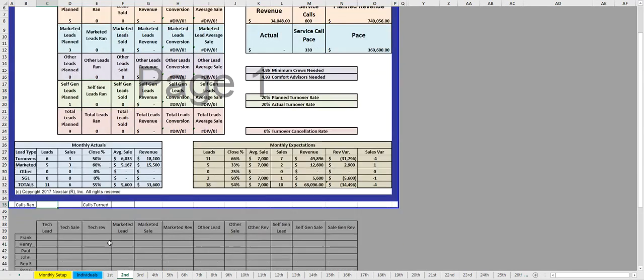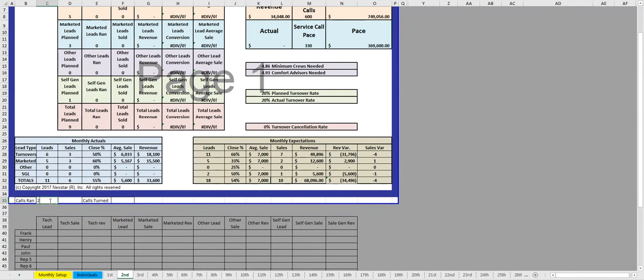Let's scroll down. Let's say day 2, we ran 25 calls. Let's say we turned over 9. Let's go down here. Let's say Frank ran 3 turnovers, closed 1 for $8,000. Let's say Henry ran 2, closed 1, $5,400.